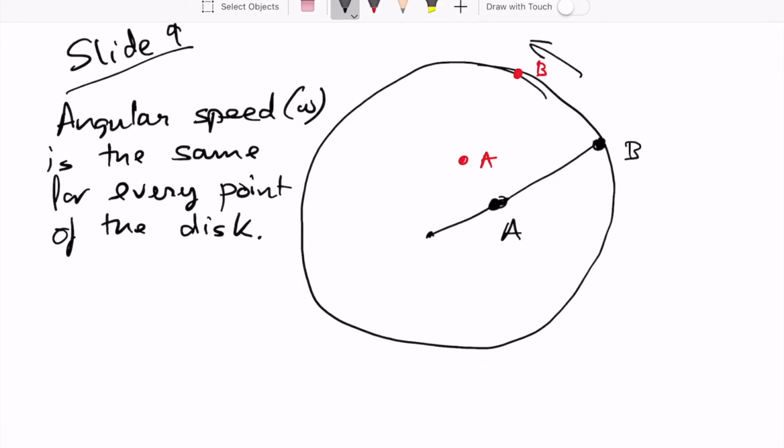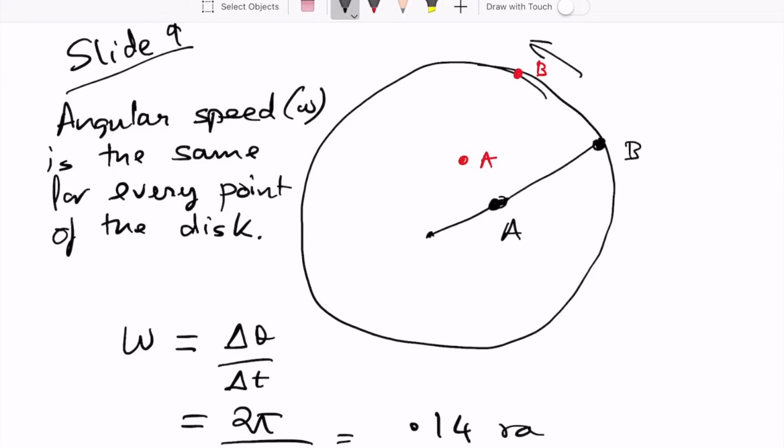So how do we find that omega? Omega is just the angle that it traces out divided by the time, delta theta over delta t. So we know that it traces out a full circle, which is 2 pi radians, in 45 seconds. If you work that out, that comes to 0.14 radians per second. And so that's the omega. And that's the omega for both A and B and for every point on the disk.